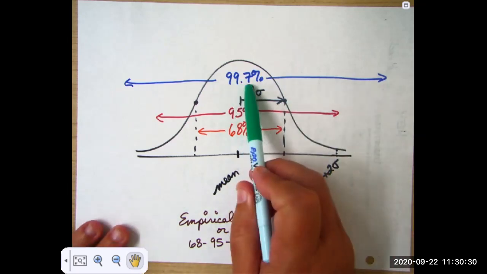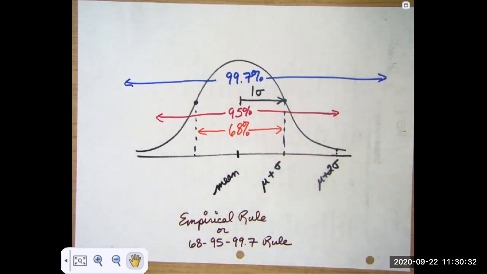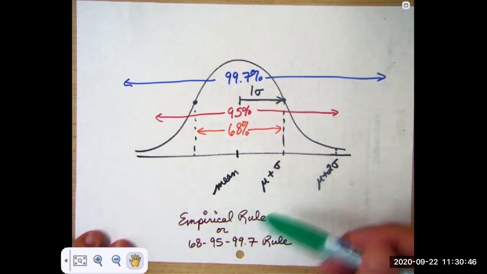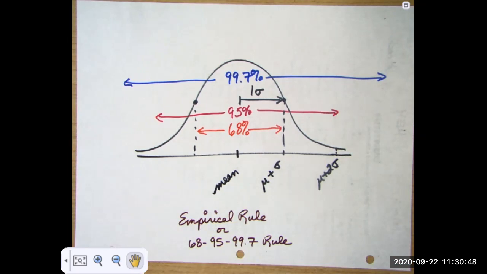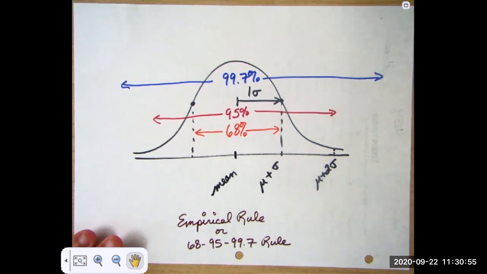And 99.7% of your data will fall within three standard devs of the mean. So from -3 standard devs to +3 standard devs. This is known as the empirical rule. Empirical means comes from measurement, and that's how we got this. Some people call it the 68, 95, 99.7 rule.